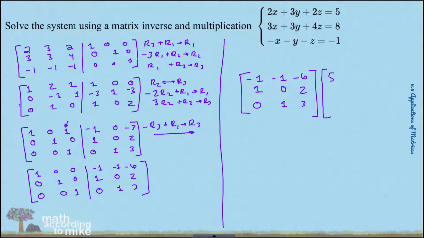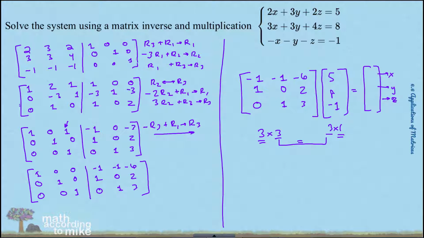5, 8, -1. We have a 3 by 3 times a 3 by 1. Since the number of columns of the first matches up to the number of rows of the second, the result will be, in this case, a 3 by 1. By design, the first one will be whatever x is, the second one will be whatever y is, and the last one will be whatever z is.